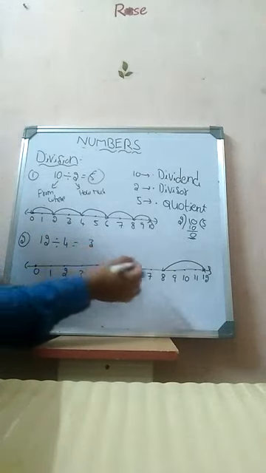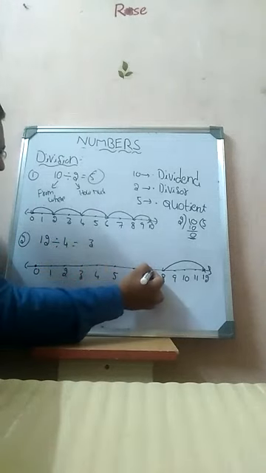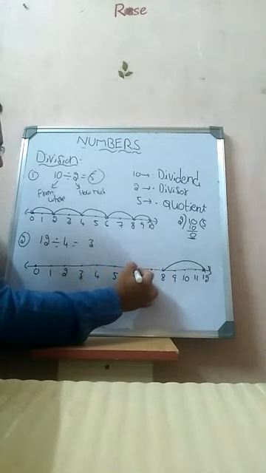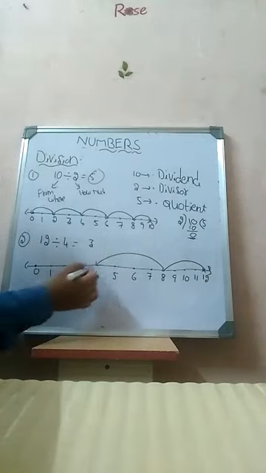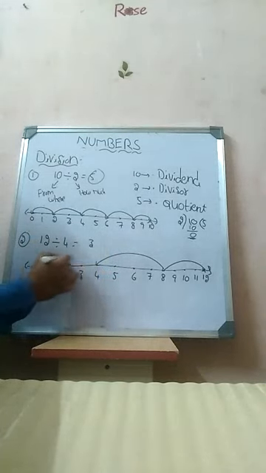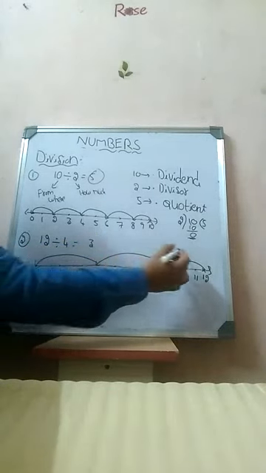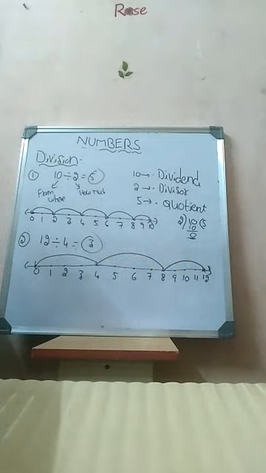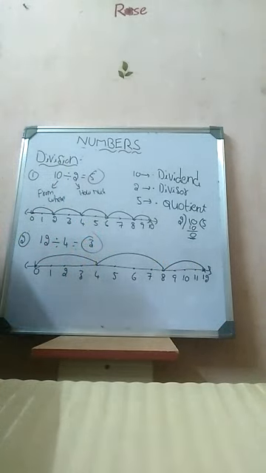Continue this jumping. Every time one jump should be 4 steps. So 1, 2, 3, 4. 1, 2, 3, 4. This is the second jump. Next again 1, 2, 3, 4. So we reached 0 here. So totally how many jumps we did? 1, 2, 3. So 3 jumps. That is the result of this division. This is the process of division of whole numbers on number line.